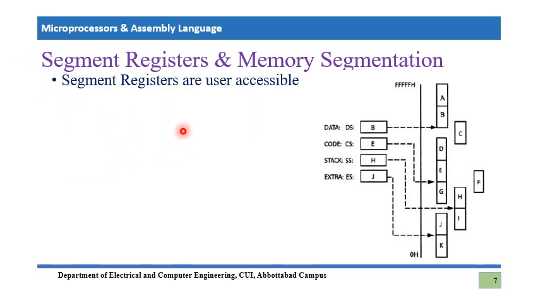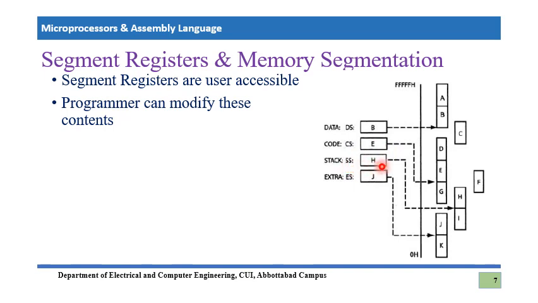Okay, let's list some of the facts about the segment registers. Segment registers are user accessible. That means the user can easily access the content of a segment register. Who is the user here? The user is the programmer who is going to program the microprocessor. For example, a programmer can easily modify the content of this register, the stack segment.